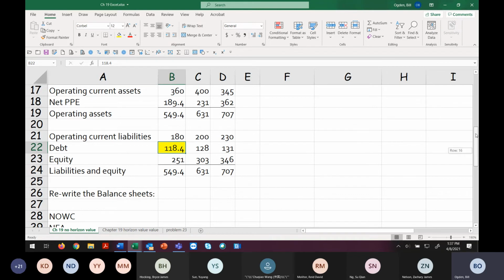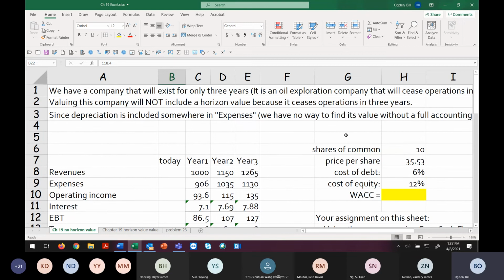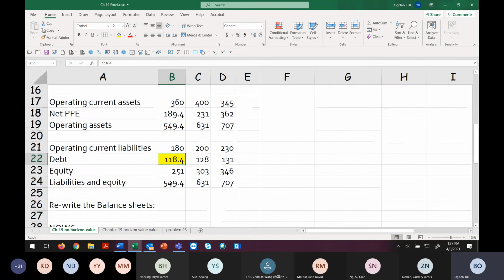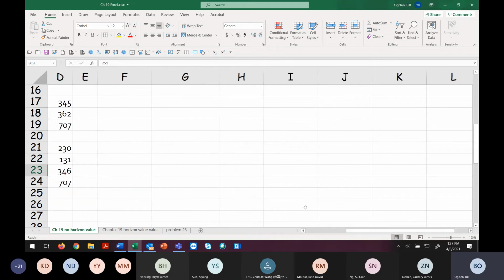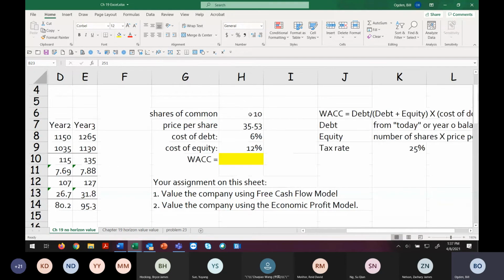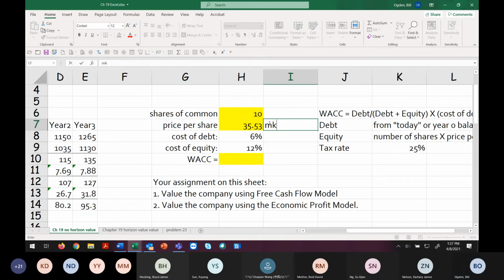Okay, where do we get the equity? Well, there it is, right there. No, not that one, never. Come back up here. You take the shares of common times the price per share. So remember, multiply these together to get your market equity. You always use market values.